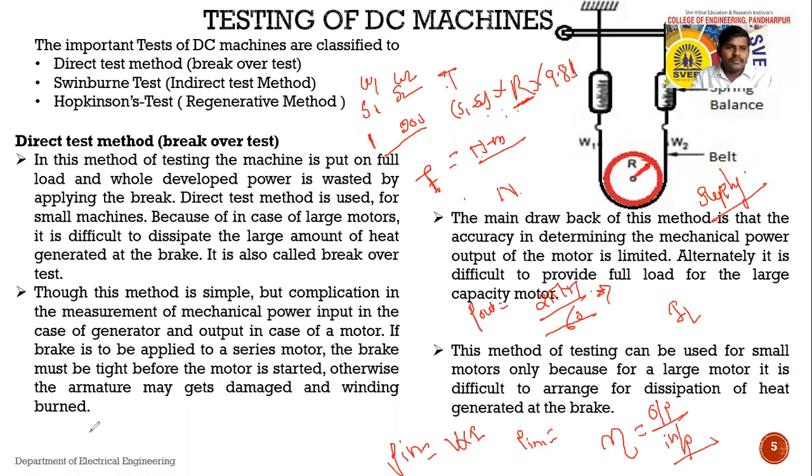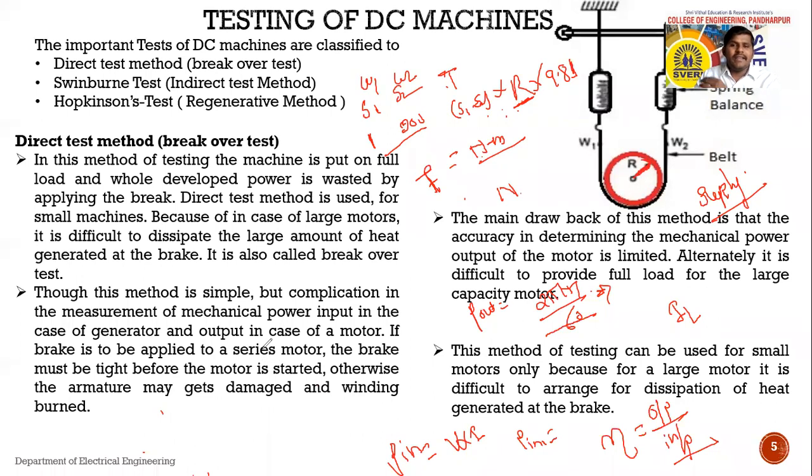So this is related to the direct method of testing. By conducting a direct test, that is a brake test, we are able to find out the efficiency of the motor. Also we can find out the total losses of the machine, because we know the input power and also the output power. The difference between input power and output power is nothing but total losses, which comprise constant losses plus variable losses. So this is one direct method of test.